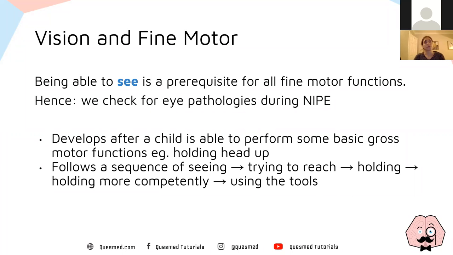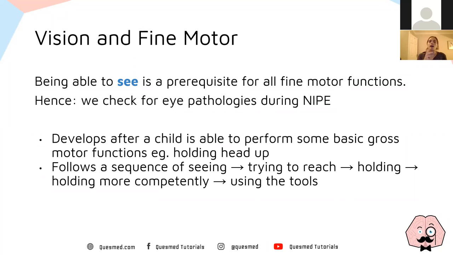Now, I think it's useful to think about it as, in order to be able to look at objects and move your head around and see, you need to have a little bit of gross motor development, at least some head control, which is why gross motor are sort of the very first milestones being met, and then all the other ones follow later. And another useful way to remember fine motor, which is a little bit more complicated, a bit harder to remember than gross motor, is to think that there's a sequence.